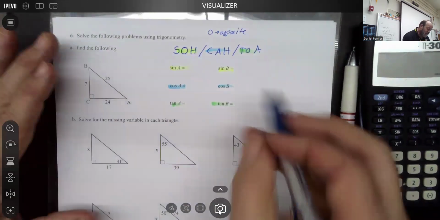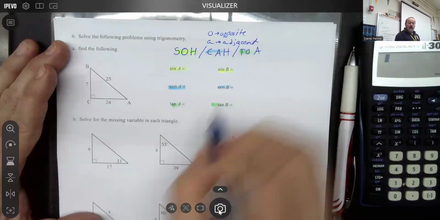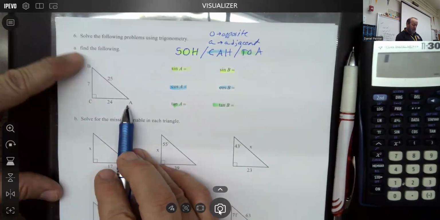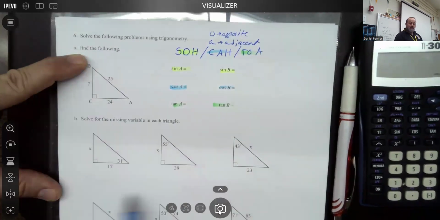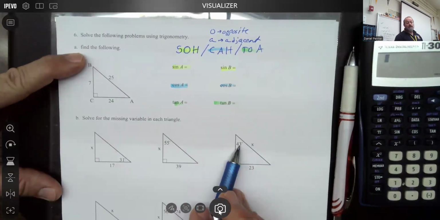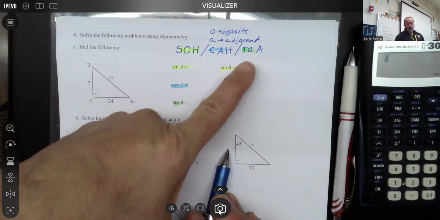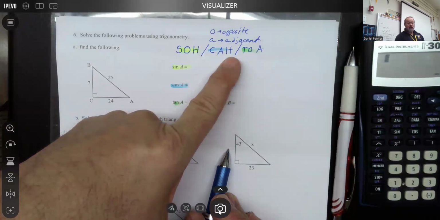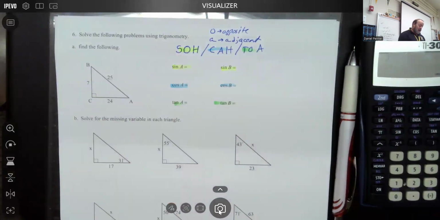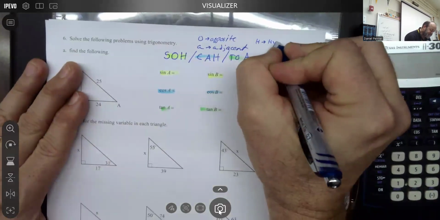The A always stands for adjacent. That means the close one. So if I was standing at A, the adjacent side or the close side would be 24. At B, the adjacent side would be 7. In this case, the adjacent to 55 degrees would be X. Adjacent to 43 is just not marked, so we're not going to be using that. That one would not have an A. Since there's no adjacent side labeled, I would need to use the sine in order to work on that one. And those are really the values that we have. And of course, H stands for hypotenuse in every single case.